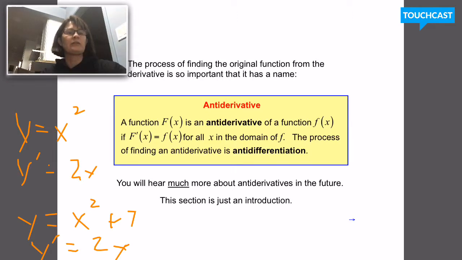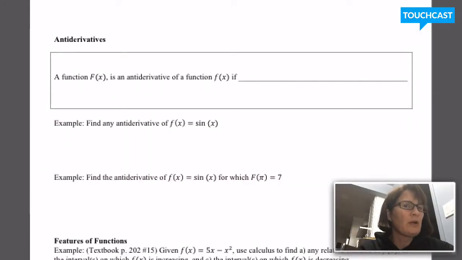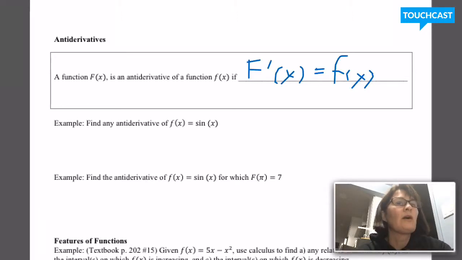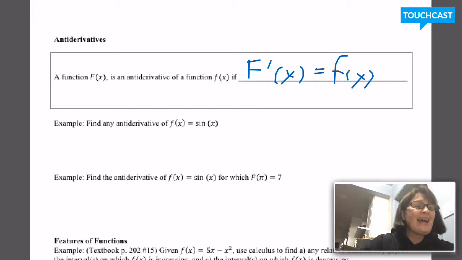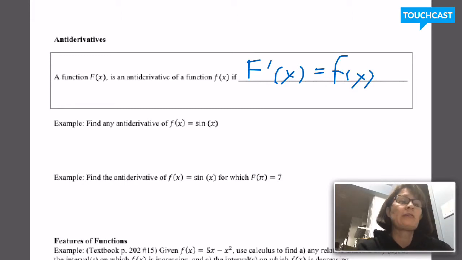So we're going to have to take that into consideration when we try to build the original function back from its derivative. So let's fill in part of your paper here. A function capital F of x is an antiderivative of little f of x if capital F prime of x equals little f of x for every single x that's in the domain of little f.